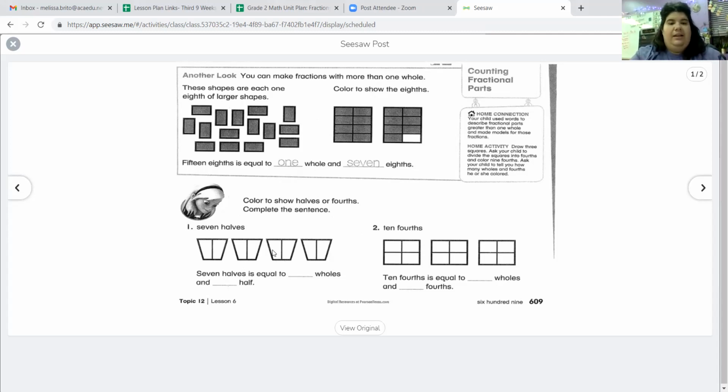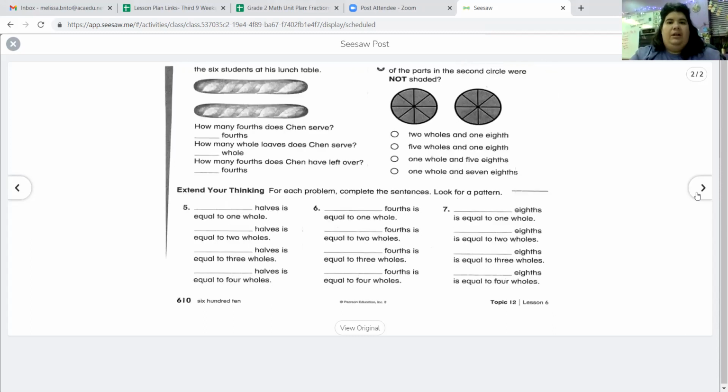Now, like I said, some of these shapes won't be typical shapes like squares or circles. So this one right here on the left says 7/2 is equal to blank wholes and blank half. Remember I said that that word is the same as this word. So we would count 1, 2, 3, 4, 5, 6, 7. And then you would tell me how many wholes or how many complete shapes you have, and then how many you have left over.